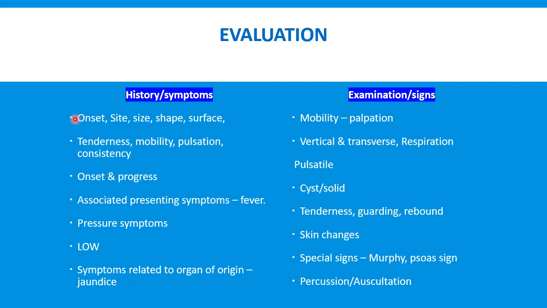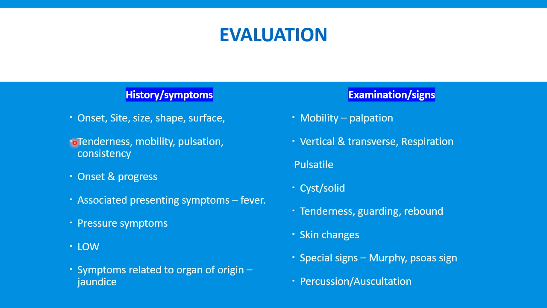Okay, it's chronic onset. Insidious chronic onset can usually be a malignant lesion, whereas acute onset is unlikely to be a malignant lesion unless there is a complication of the malignancy, and is usually due to infection or other inflammatory causes. Next, you go to tenderness, mobility, pulsation, and consistency of the mass.